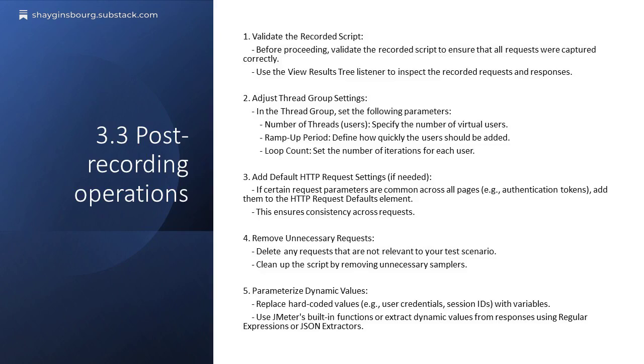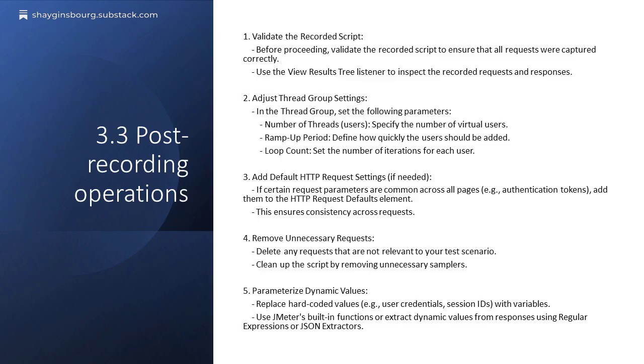In the thread group, set the following parameters. Loop count: set the number of iterations for each user. If certain request parameters are common across all pages, e.g., authentication tokens, add them to the HTTP Request Defaults element. Delete any requests that are not relevant to your test scenario.